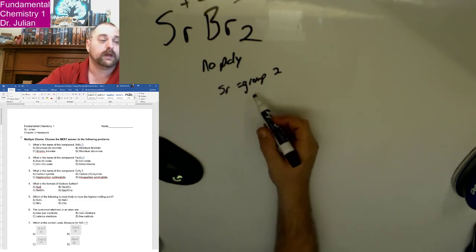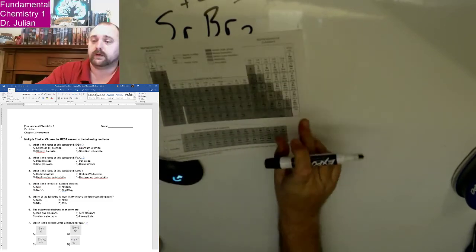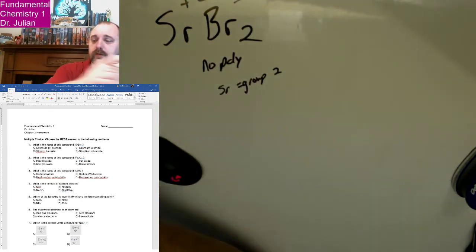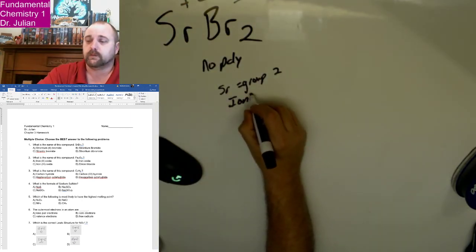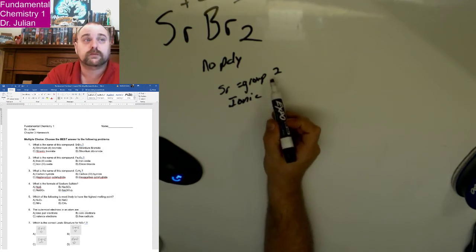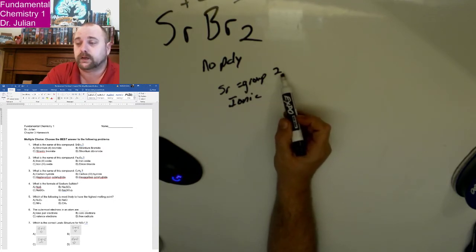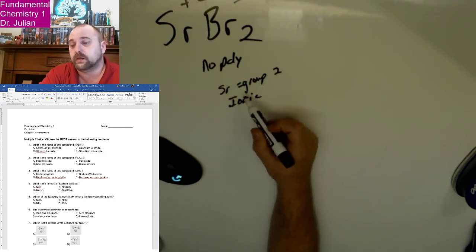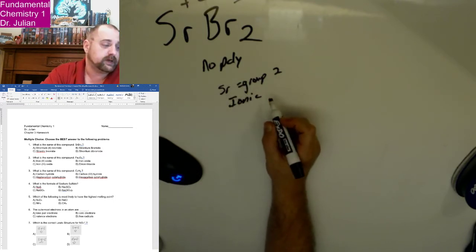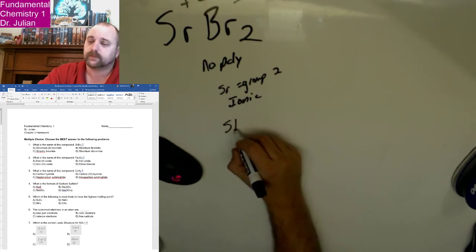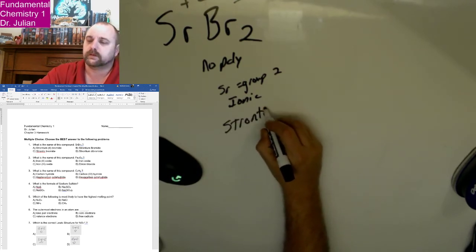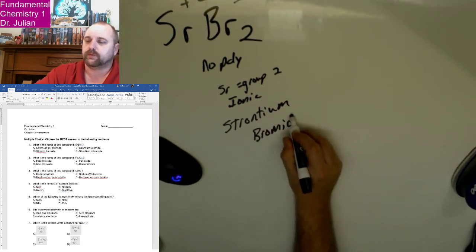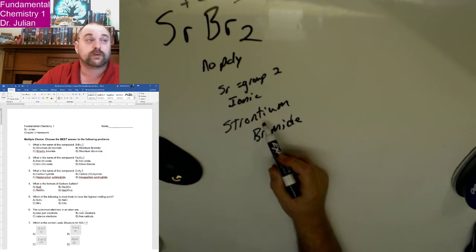Br is my negative. They're across the staircase. The Br is here and Sr is over here, so real far apart across the staircase. So this is ionic. But because this is group 2, I don't have to use any of the -ic and -ous or the Stock system. It's just going to be Sr, which is strontium, and then bromide. And we're not going to use any prefixes because that's for covalent.